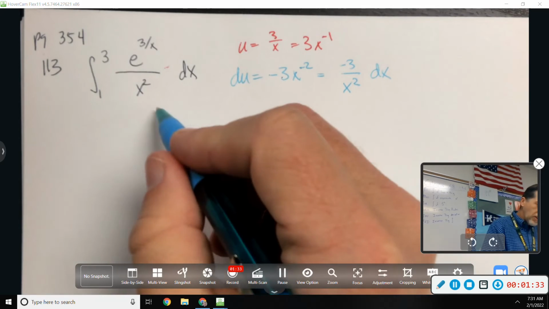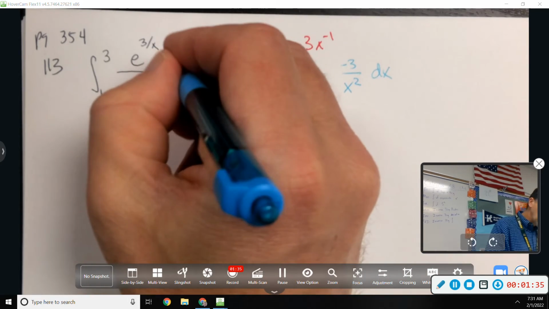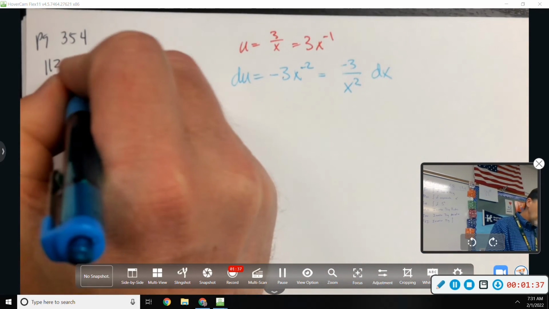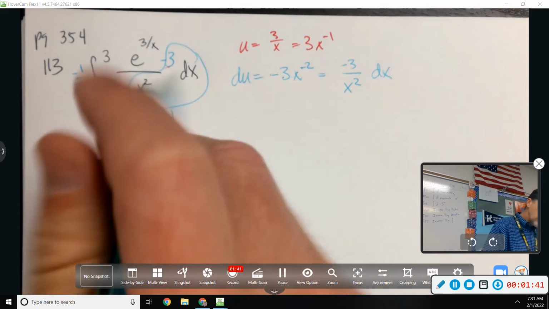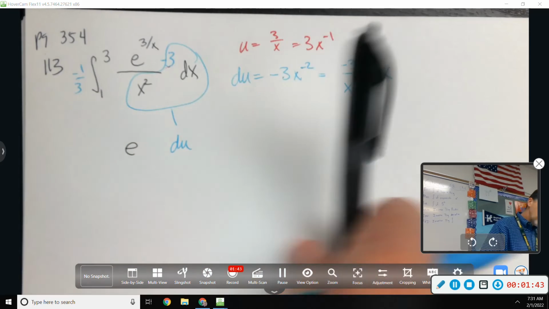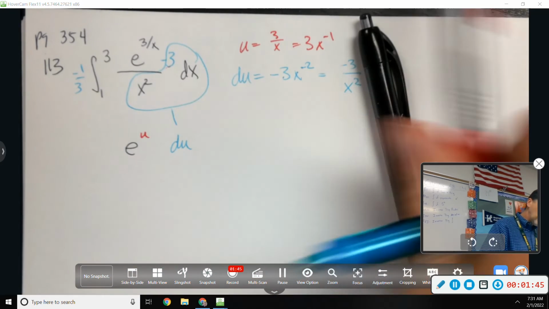So negative 3 over x squared, almost have that, so we'll put a negative 3 in there, and then a negative 1/3 out front. So now I've got e to the u du.